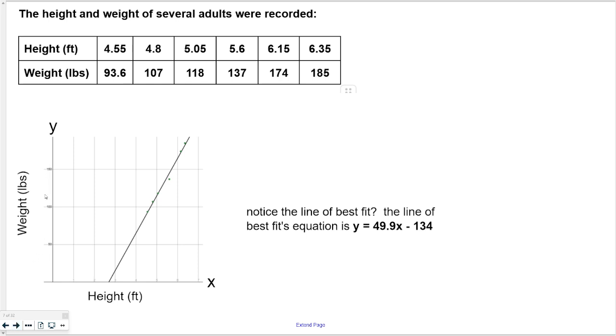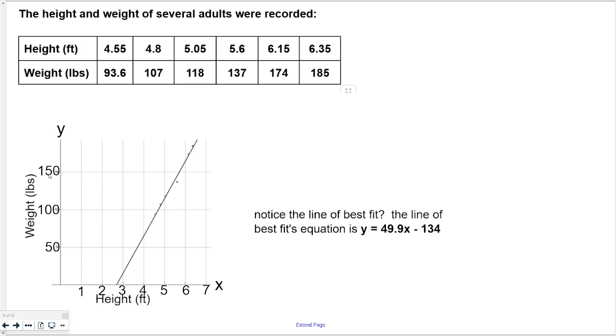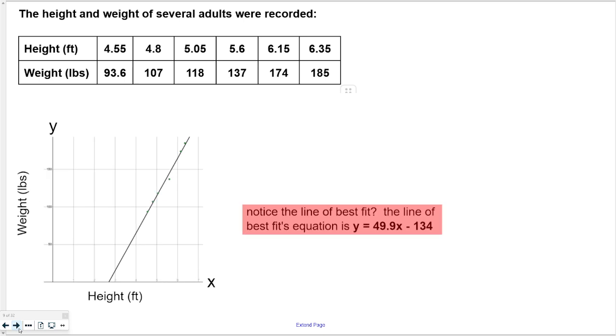It's kind of hard to see these numbers right here. So if you want to write in the 150, the 100, the 50, and then by your height up here in the feet on the x-axis, you can do that. But please notice the line of best fit, this straight line sitting through there. That red line is a straight line.